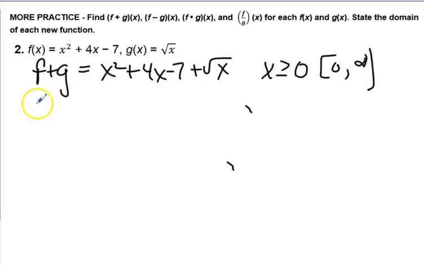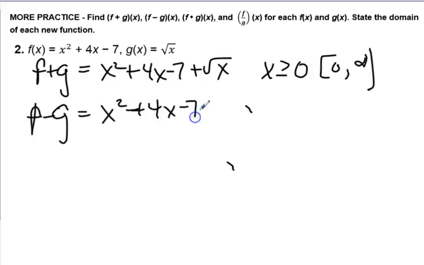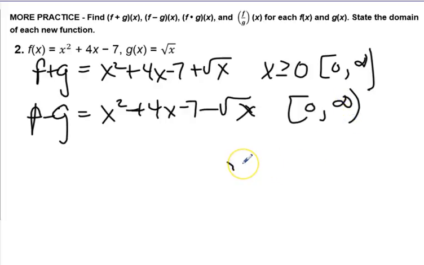Okay. Now we're going to do minus. It's just x squared plus 4x minus 7 minus square root of x. In the same, yes, see if I can write it any better this time. There we go, that looks a little better.